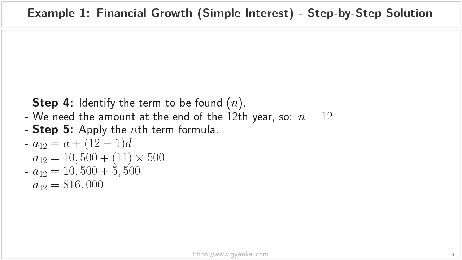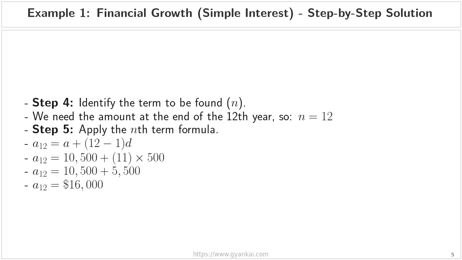by 500. When we simplify the parentheses, 12 minus 1 gives us 11. So, we are left with 10,500 plus 11 times 500. Calculating 11 times 500 gives us 5,500. When we add that to our initial amount of 10,500, we arrive at our final result, $16,000.